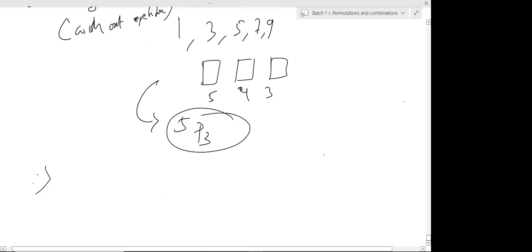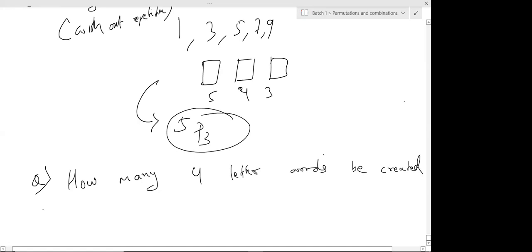Next question. How many 4-letter words can we create using the letters of the word Algorithm?